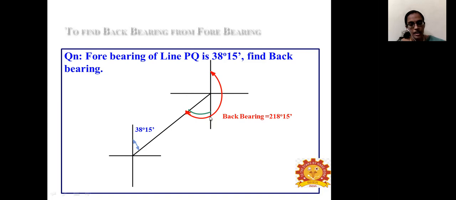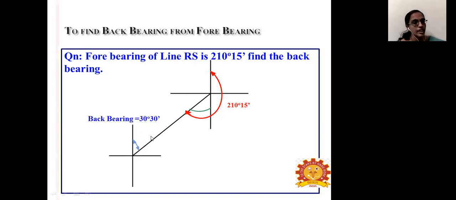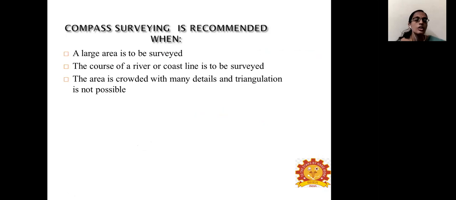This one will be around 180 degrees. So if you subtract 180 degrees from this, you can get the back bearing of the other line, which will be around 38 degrees 15 minutes. Similarly, you have to calculate it for this one also. So this is how to calculate the whole circle bearing from the back bearing.